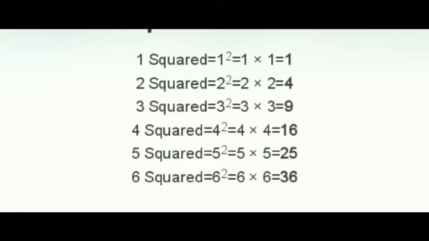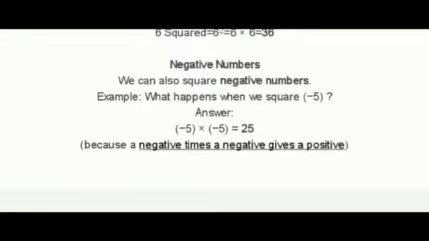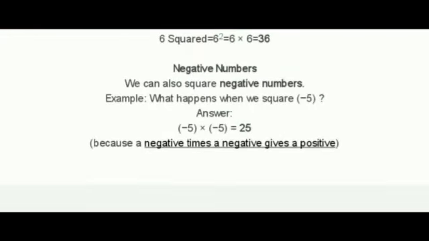And the last, negative numbers. We can also square a negative number. For example, what happens when we square minus 5? The answer: minus 5 times minus 5 equals 25. Why? Because a negative times a negative gives a positive, just as a positive times a positive gives a positive.